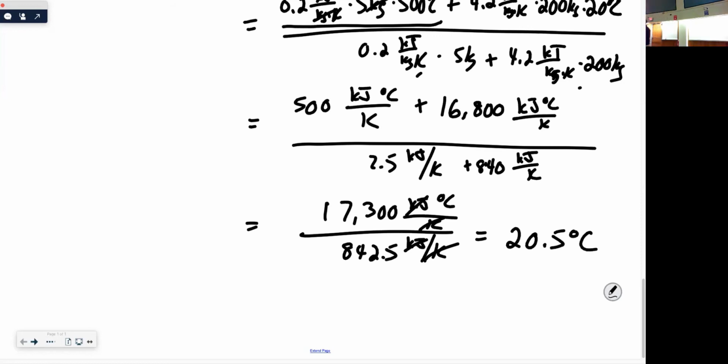So your water started out at 20 degrees Celsius, and after adding this rock at 500 Celsius and waiting for things to come to thermal equilibrium, your bath temperature is up to 20.5 degrees Celsius. Sadly, you're going to have to add a lot of rocks to this thing if you want to make a comfortable bath for yourself, even at 500 Celsius.